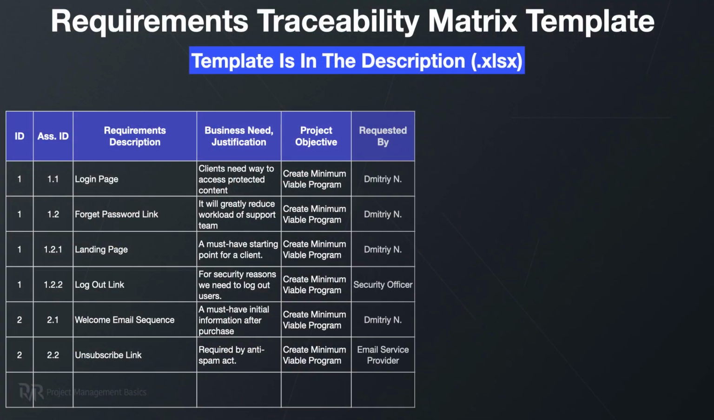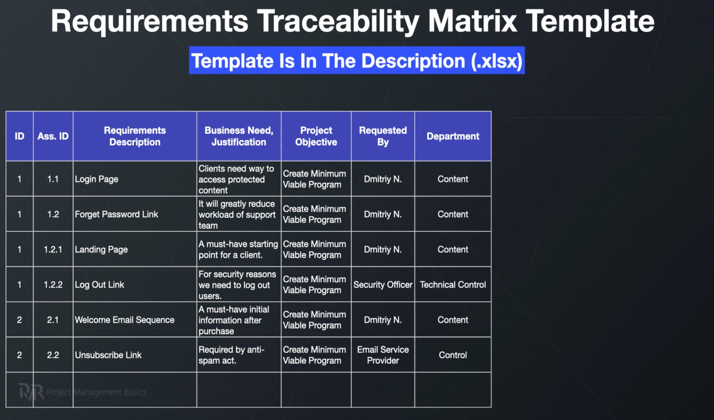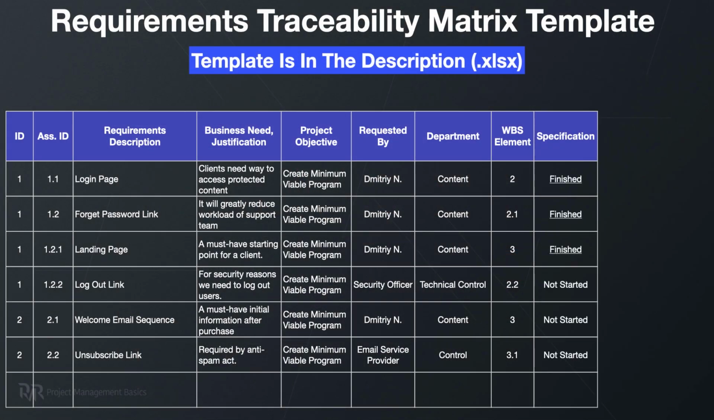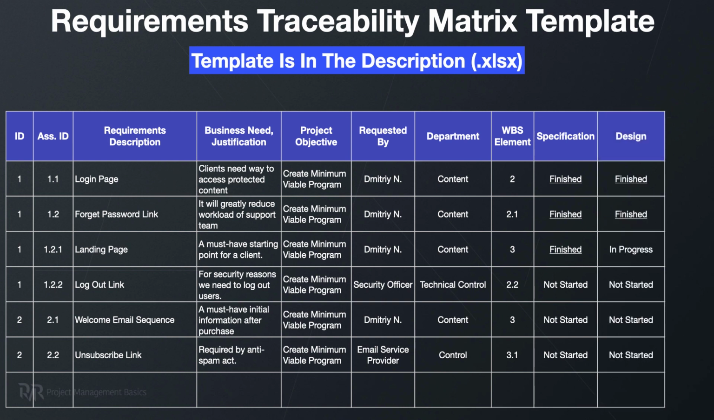Okay, I don't find the next column on the RTM examples I saw on the internet, but I do recommend putting the source or the request of the requirements. In just a minute I'll explain why it's important. Also, for bigger projects, you may want to have not only the name of the person, but also his or her department. Then we have a column for the WBS deliverable. It's just the WBS element number in which the project team will implement the requirement. And usually you fill it in a bit later in the planning process. Next we have links to specifications and visual designs.